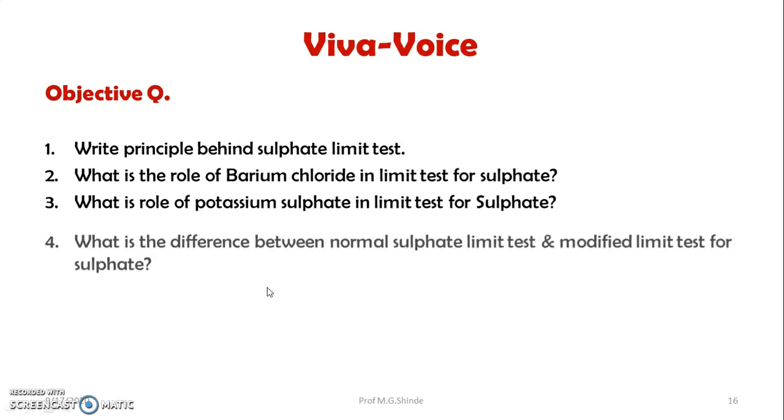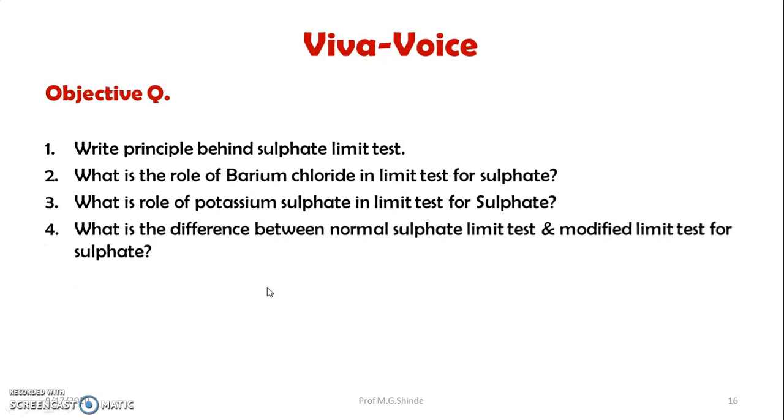Now the next question is: what is the difference between the normal sulfate limit test and the modified limit test for sulfate? Again, this is similar to the chloride limit test and modified chloride limit test, where we are modifying for the nature of the samples. If the sample is water insoluble, we can make it soluble with the help of proper solvents. If it is a colored sample, we can decolorize it with proper means, such as using activated charcoal.